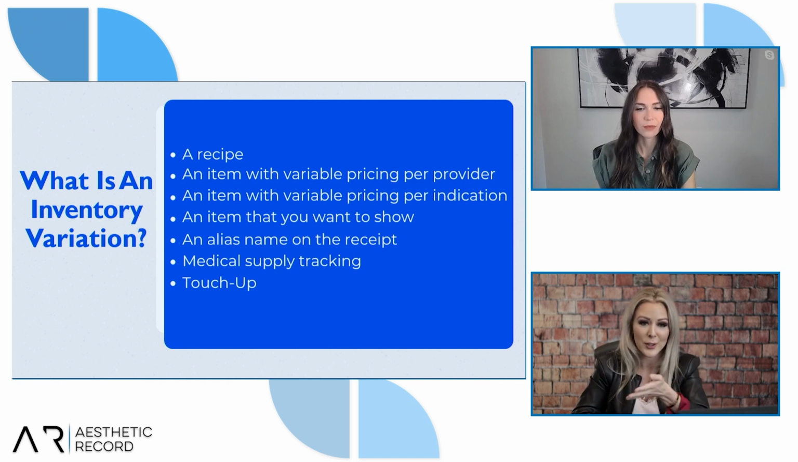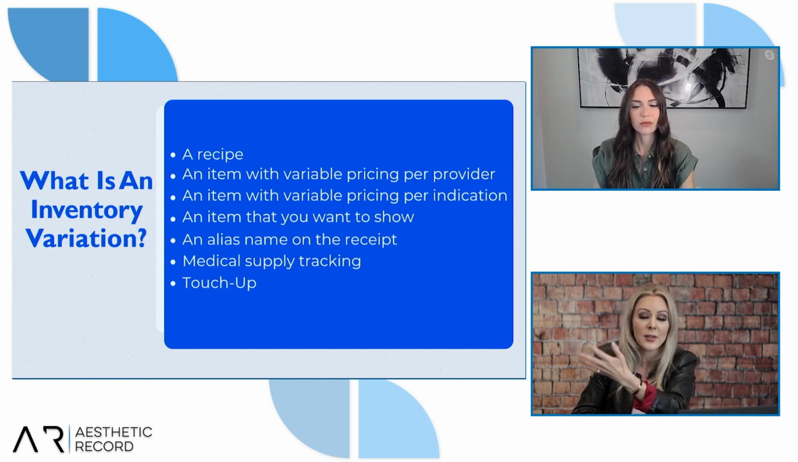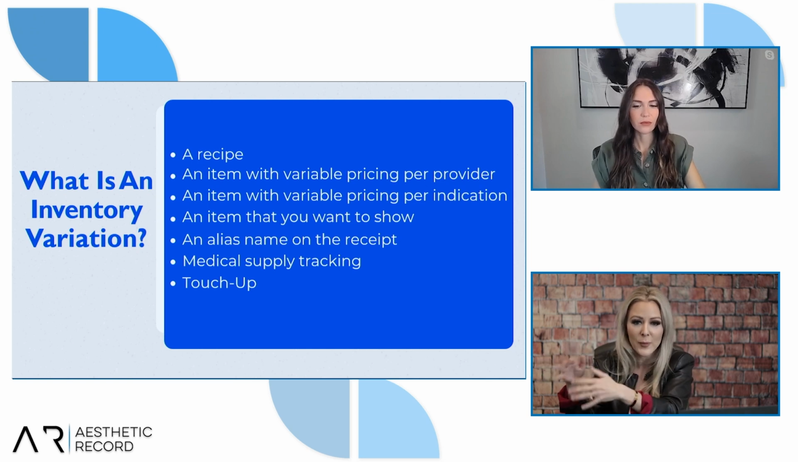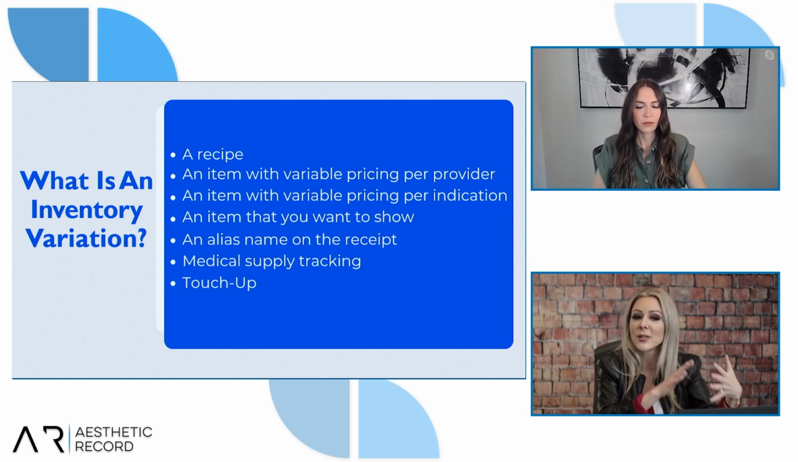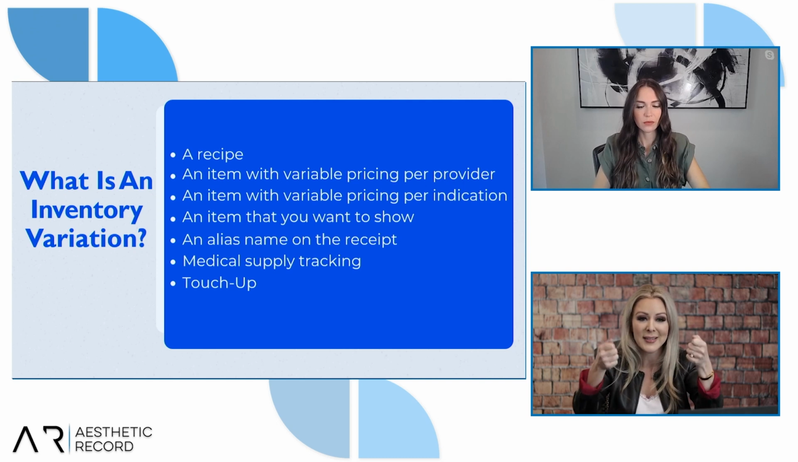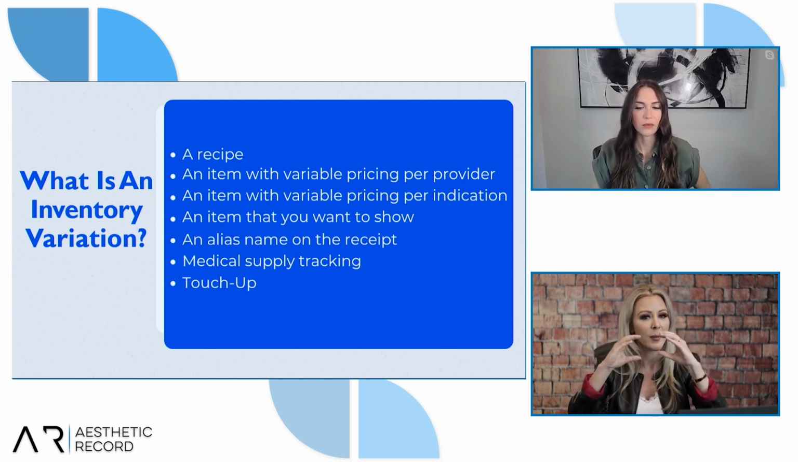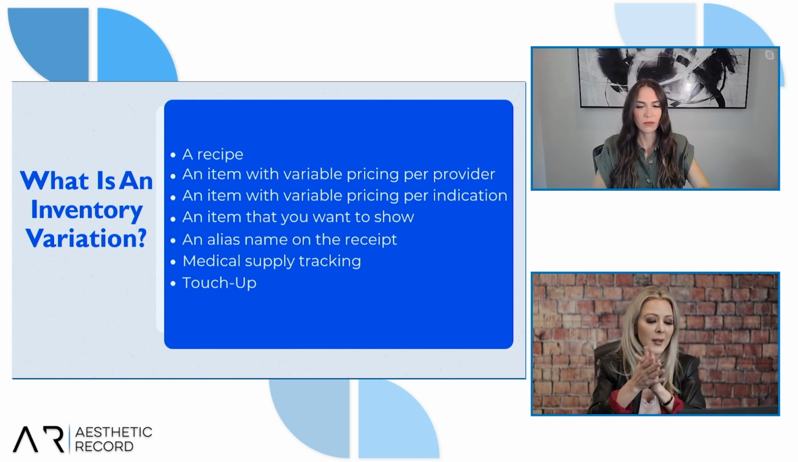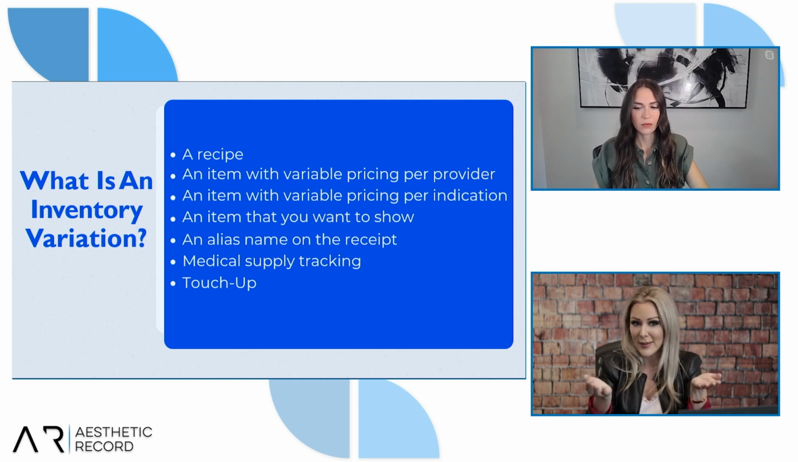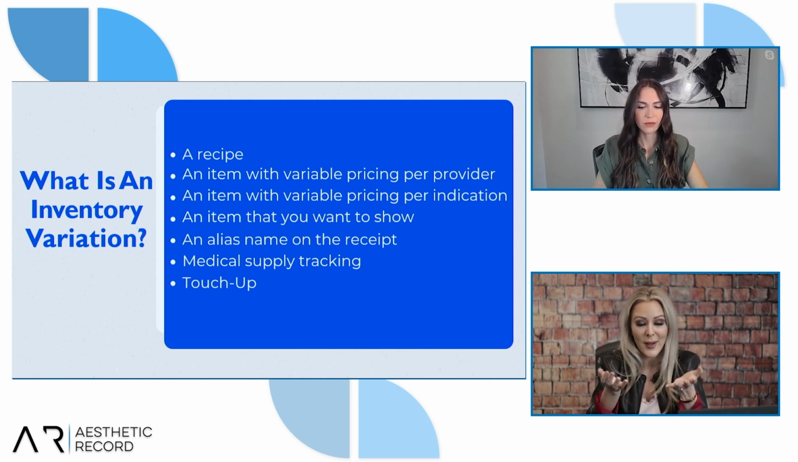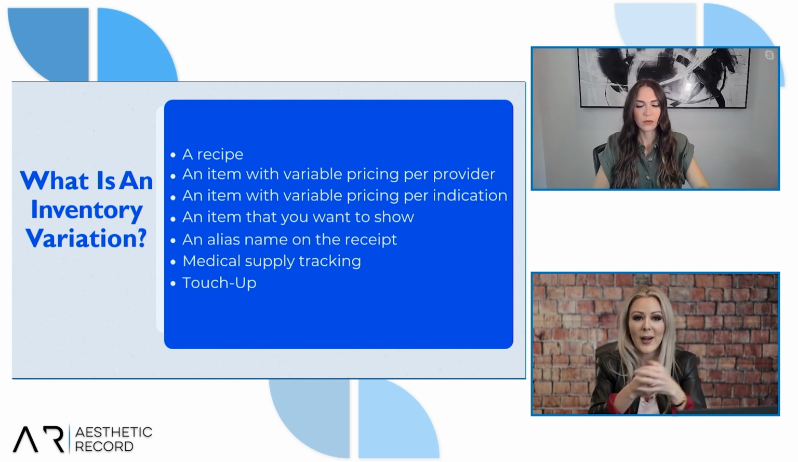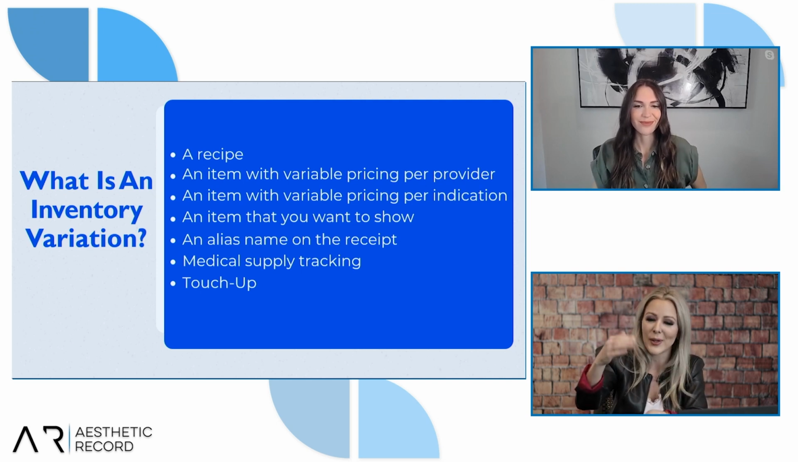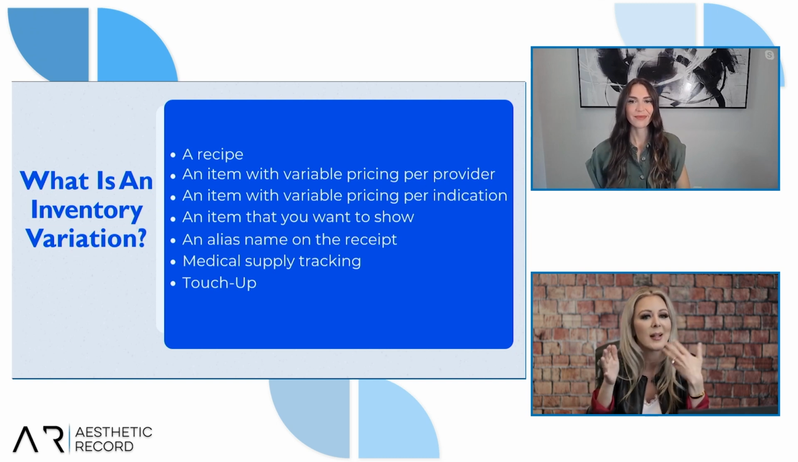I can have Victoria charge one price for a filler because she's a senior, an advanced injector, master injector. I'm a newbie, so I charge a different price, but we're still using the exact same box of Restylane Kysse. So again, the box's inventory and our pricing variations are a whole different animal. It's also the item that you want to show on the receipt. So we call it an alias. If I want to do, for instance, microneedling and my filler, and I want it to be called a vampire facelift, not microneedling and Restylane Lyft or whatever it is, I want to have an alias name. That's another way to do it.